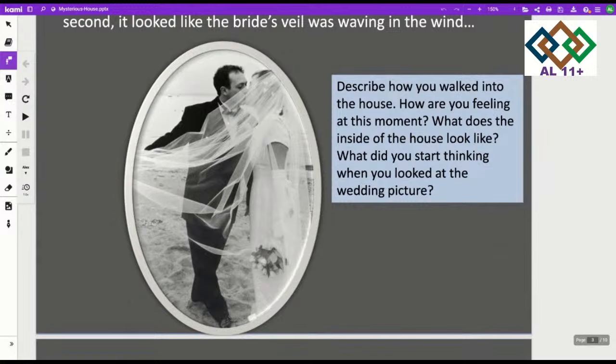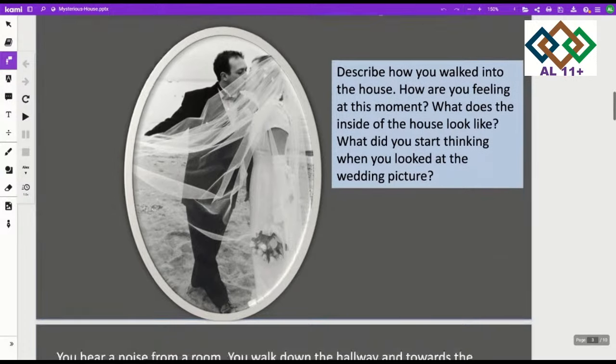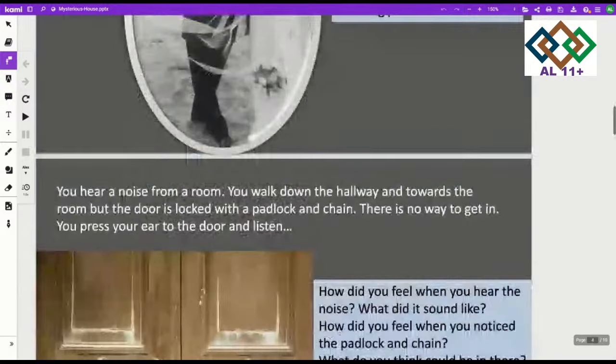And then the light is gone. There's no light in the house. The only way you could have light is from your phone light. And that also lasts only a couple of minutes because your battery runs out. So what would you think about doing afterwards? And looking at the wedding picture, what are your thoughts? You know that this house belongs to someone who was married, or something happened to the bride and the groom or something. And let's go on to the next one.